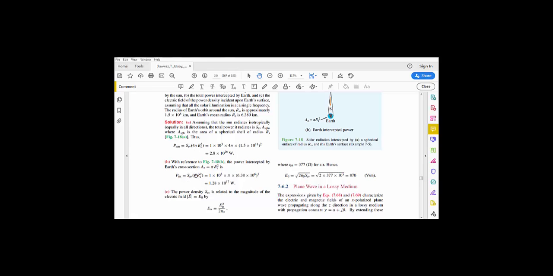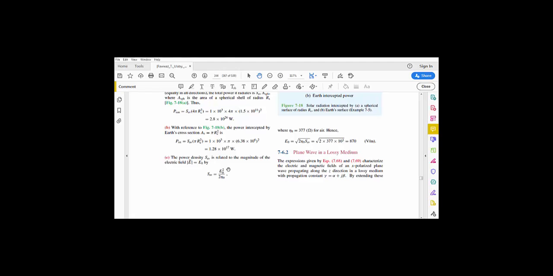So the power incident on the earth is equal to the power density multiplied by the area. But which area? The area of the cross section of the earth, the area of the circle, because we are talking about the surface which receives the power from the sun. This power is equal to 1.28 times 10 to the power 17 watts.